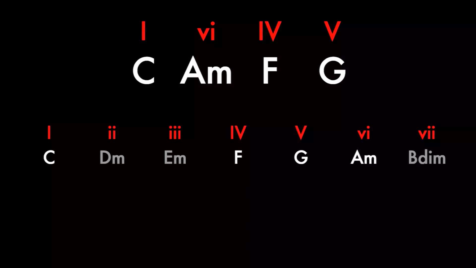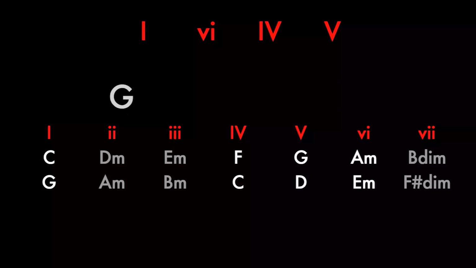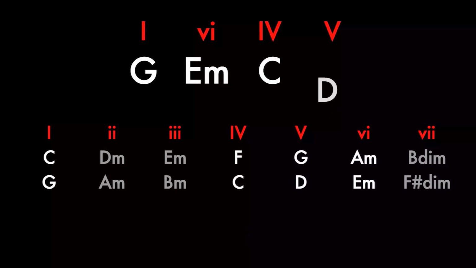So now that we're thinking of it as 1, 6, 4, 5, we can look up the chords with those numbers in any key to find out what the progression would be in that particular key. So let's see what 1, 6, 4, 5 would look like in G major. The first chord would be G major, the sixth is E minor, the fourth is C, and the fifth is D. So we get G, E minor, C, D.